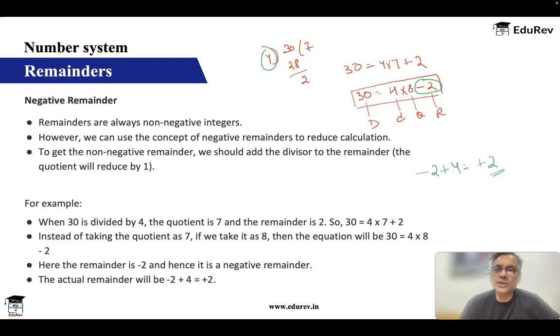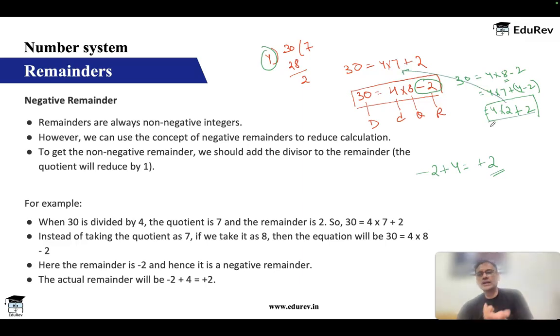And remember, let's understand equation wise what we are doing. 30 is equal to 4 into 8 minus 2. This will be changed to 4 into 7 plus 4 minus 2. This is what we do. So basically the quotient gets reduced by 1, and this will give you 4 into 7 plus 2. Okay, this if you see is exactly same as what we had here.